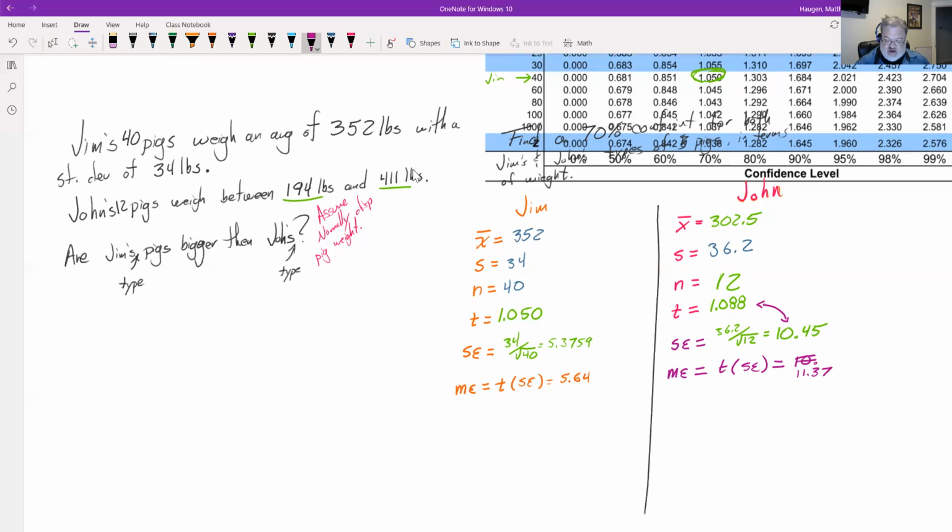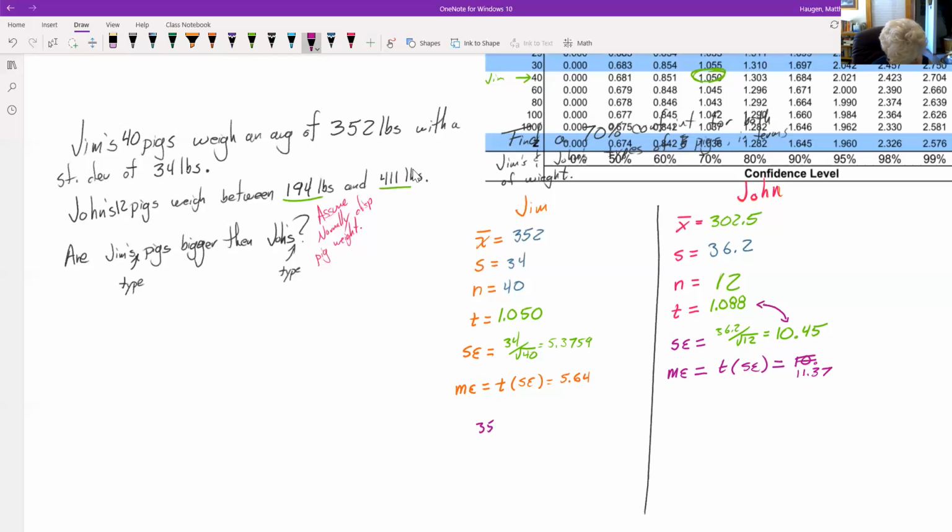Again, John's margin of error is much larger. It's almost twice Jim's margin of error. Well, why is that? Because Jim's got a larger sample size, which is one of the big issues. Also, the standard deviation for John is probably artificially high because we had to do the entire range divided by 6. That usually gives a higher than accurate standard deviation. But again, this is all the information we had, so we had no choice.